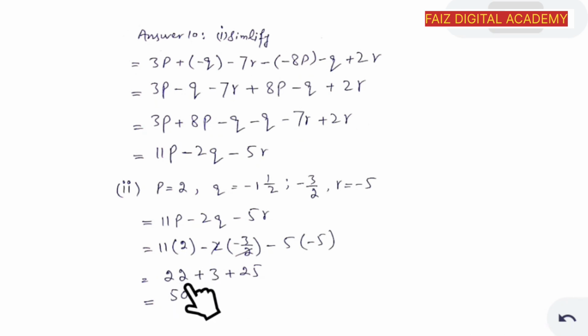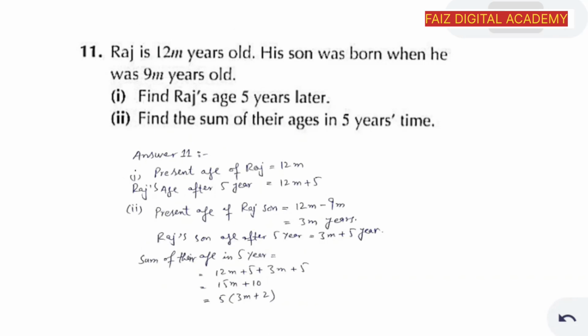So 11 2s are 22. This minus minus is plus, but this 2 is cancelled with this 2. The answer is 3, and minus minus is plus 25. So 22 plus 3 plus 25, the answer is 50.